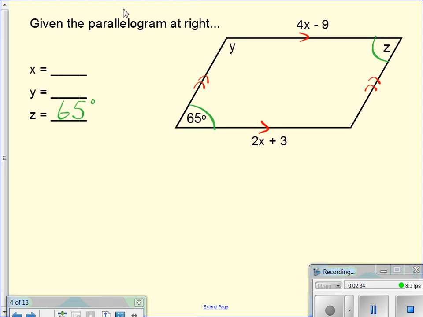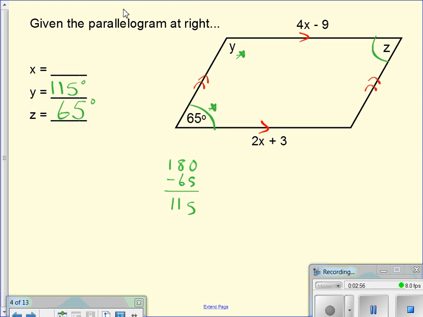Nice. The third property said consecutive angles are supplementary. This angle here and this angle here are consecutive. They're next to each other, so that means they add to 180. So y is 115 degrees. Awesome, 2 down. That was pretty quick and painless.